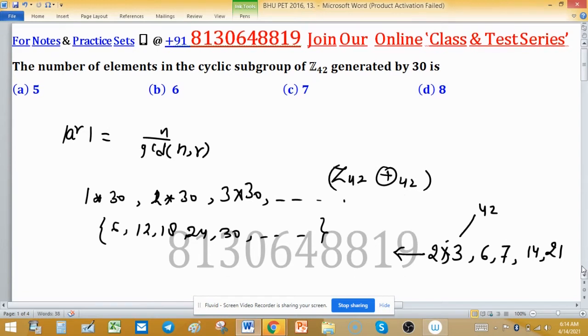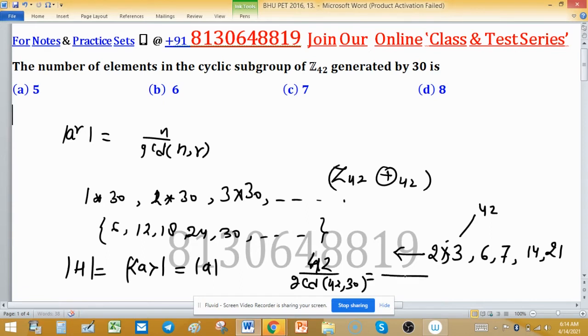And we know that a consequence of Lagrange's theorem is that if a subgroup is cyclic and generated by an element A, then the order of the subgroup is the same as the order of the element. So the order of the subgroup generated by 30: in place of r, put 30. So n is 42, GCD of 42 and 30 is 6. So 42 divided by 6, the answer is 7.